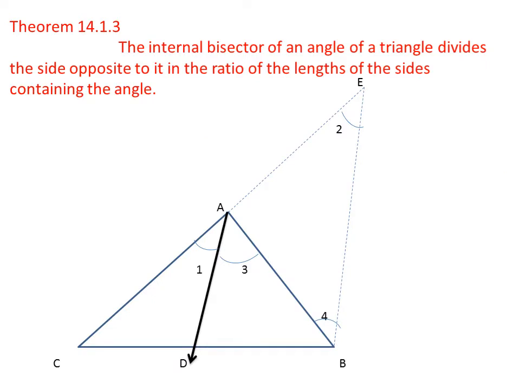Today we have to solve the third theorem of unit number 14, which states that the internal bisector of an angle of a triangle divides the side opposite to it in the ratio of the lengths of the sides containing the angle. First of all, you must know what the bisector of an angle is. The bisector of an angle is a line or a line segment that divides the angle into two equal parts.